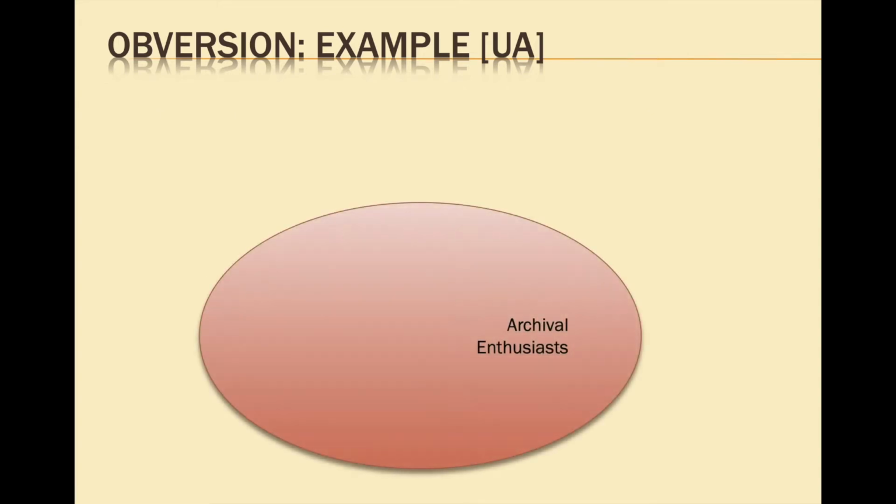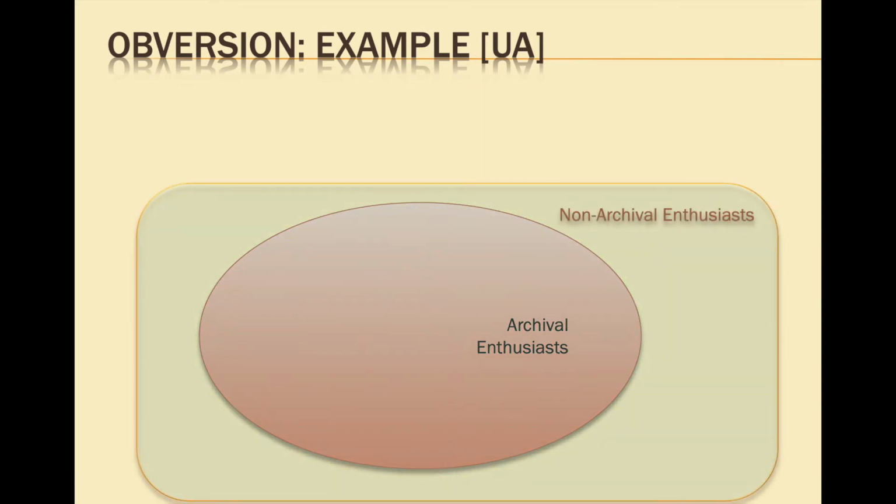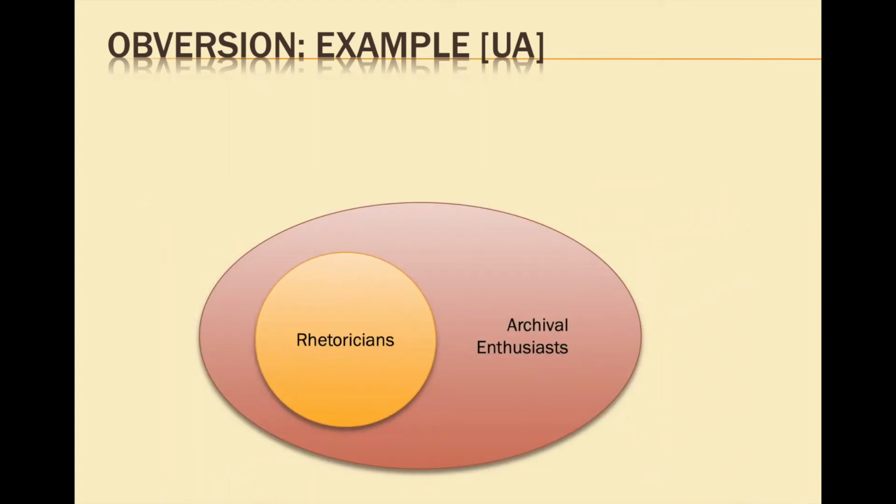So we can see this visually if we have archival enthusiasts and non-archival enthusiasts. There's our universe of discourse, in effect, showing both the predicate term and its complementary term. And then we add in our subject term, rhetoricians. All rhetoricians are archival enthusiasts. We see that the full category of rhetoricians is entirely within the class or category of archival enthusiasts. That's what the original statement says. All rhetoricians are archival enthusiasts.